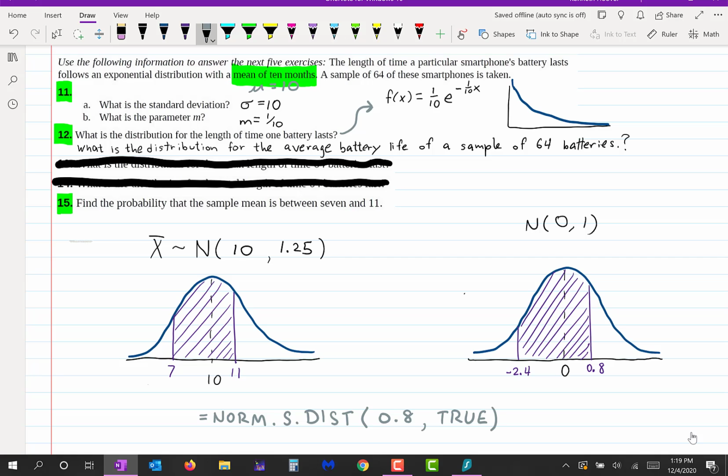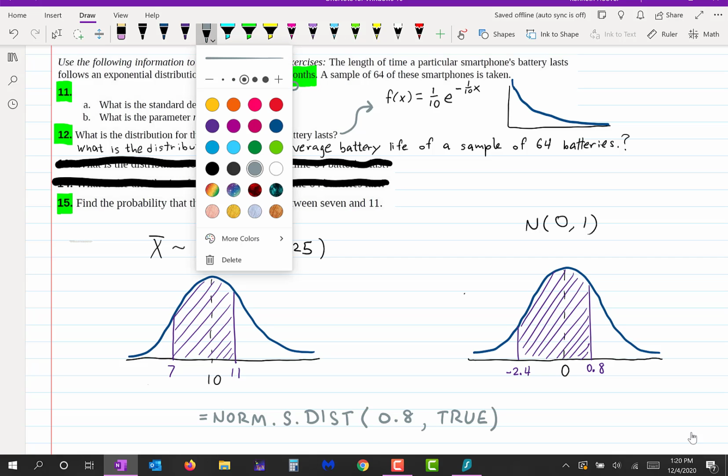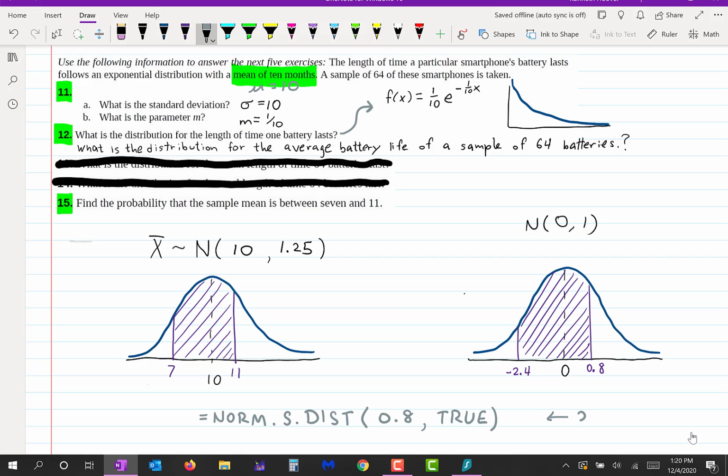Okay, I got 0.788145. Zero point 788145. Now let me show you in the picture what that number represents. Okay, that number represents all of this area.